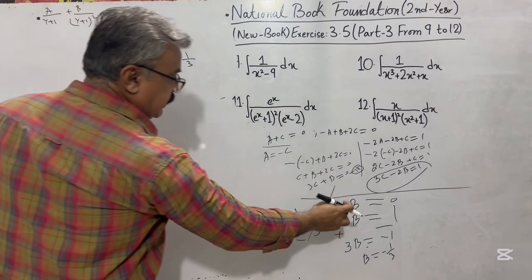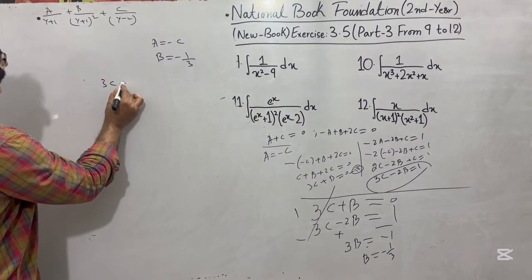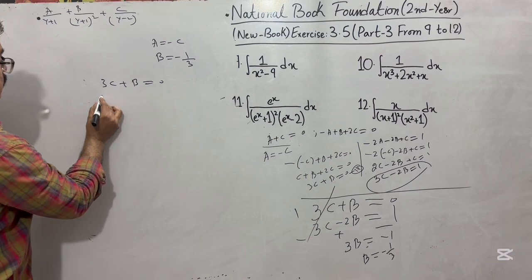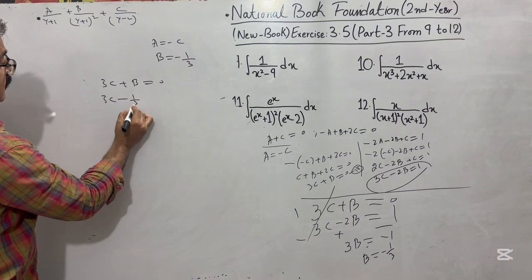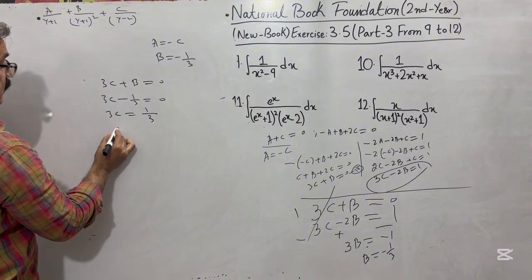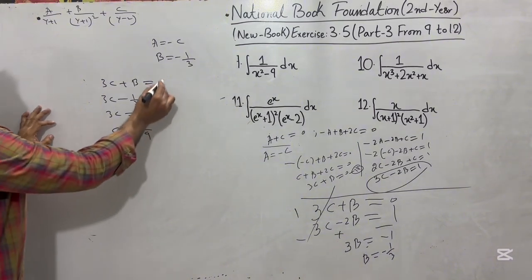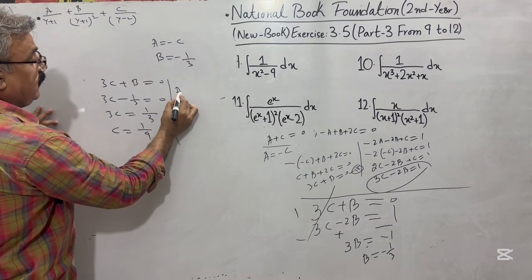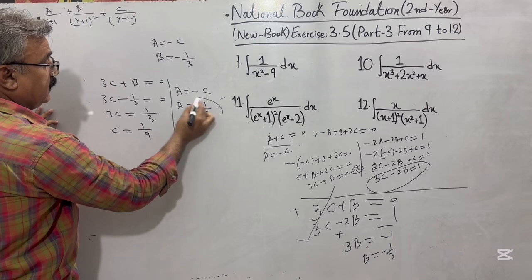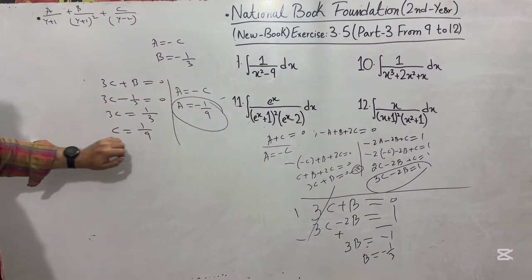Taking any equation, this one or that, putting the value of b here, 3c plus b is equal to 0. Putting the value of b here, 3c minus 1 over 3 is equal to 0. 3c is equal to 1 over 3, so c is equal to 1 over 9. Putting here, I will get the value of a. a is equal to minus c, c is 1 over 9, so a is minus 1 over 9. So I have the value of a, value of b, value of c.